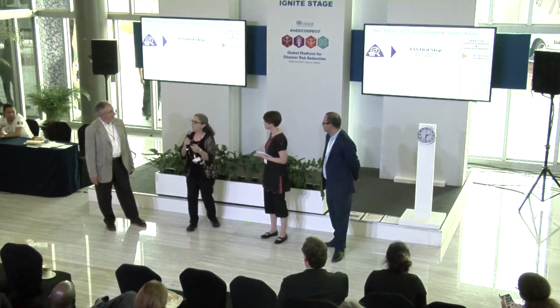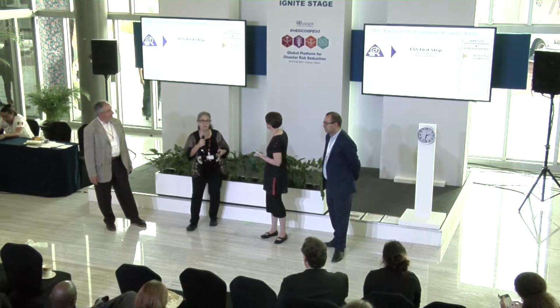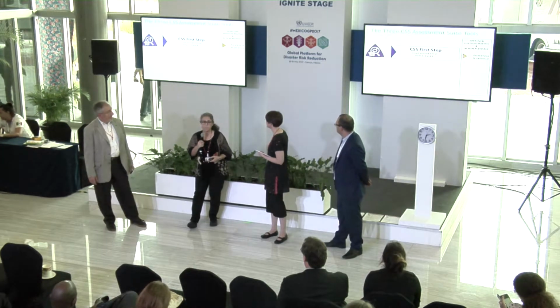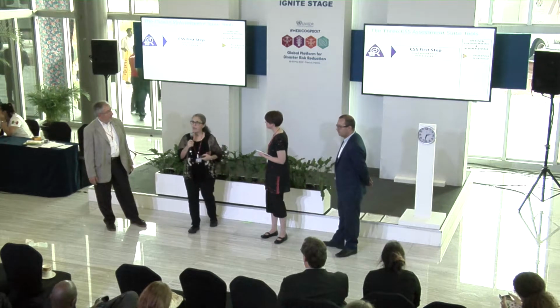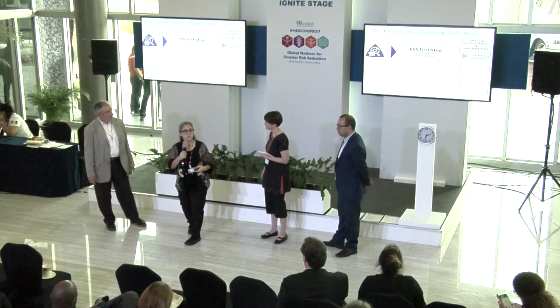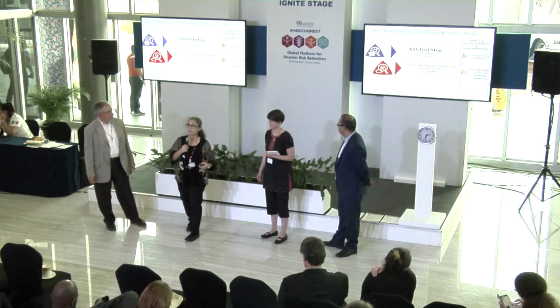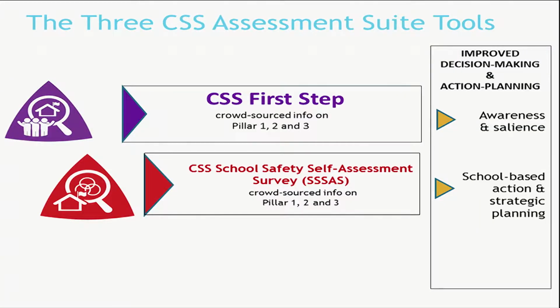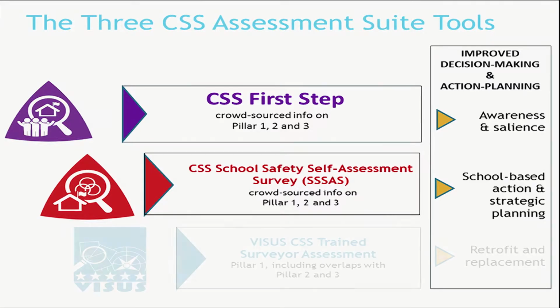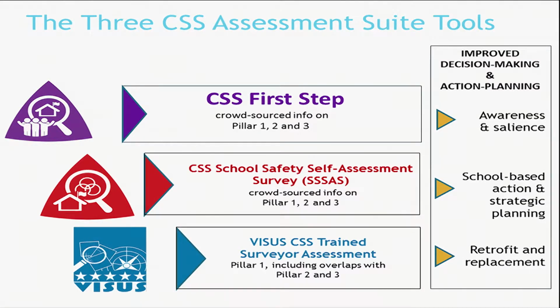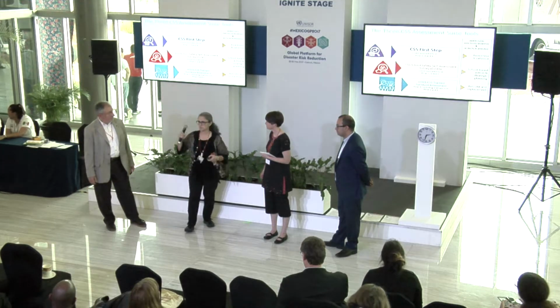Okay, the 3 tools you're going to hear about are the Comprehensive School Safety First Step. That's our crowdsourced, telephone-based app for students and community members. Then you're going to hear about the School Safety Self-Assessment tablet-based app and portal, which is really for the school-based management folks to use independently. It's non-technical. And the third one is the VISUS, CSS-trained Surveyor assessment, which addresses Pillar 1 in particular in a very special way. So here are the details.